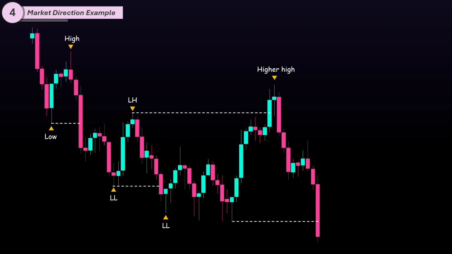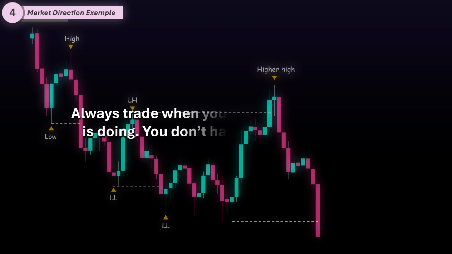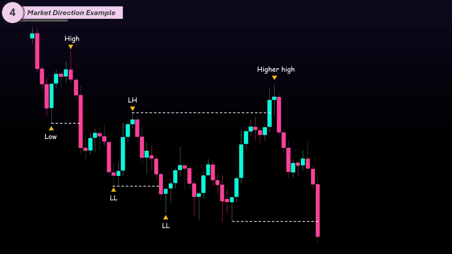When this happens, we need to wait and see which side takes control, supply, or demand. Then we can look for clear impulses and corrections again. Here's another key point. Always trade when you know what the market is doing. You don't have to trade every day. Waiting for high-quality trades is a skill you must develop if you want to be consistent.